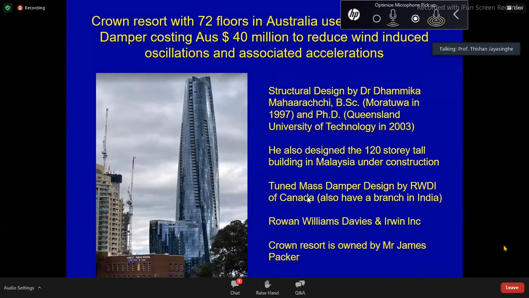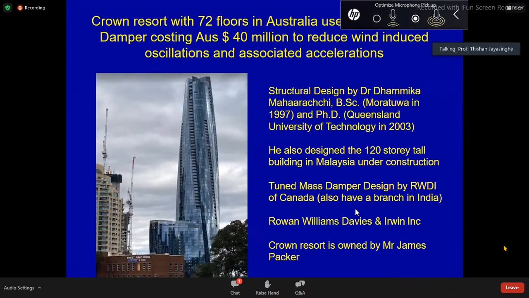And this tuned mass damper was designed by RWDI of Canada. They also have a branch in India, and when we want to do all kinds of wind tunnel testing, we go to them. RWDI is the wind tunnel testing company because it was set up by four of the greatest wind engineers of the world: Rowan, Williams, Davis, and Irving. So it is the company for wind tunnel testing. Australians go for that, and in Sri Lanka also we go for that.